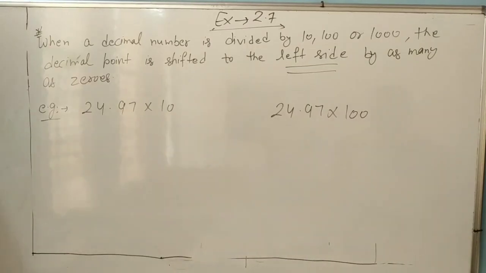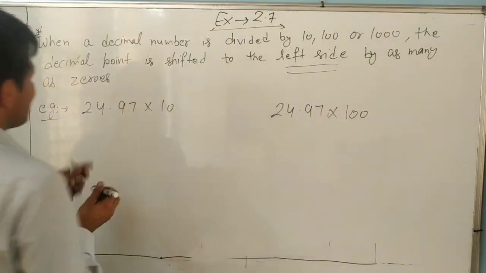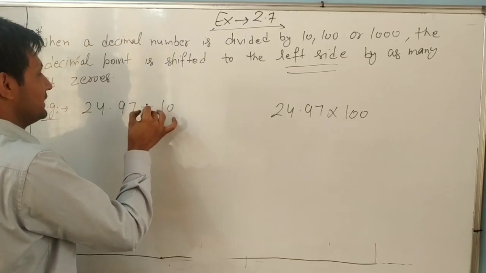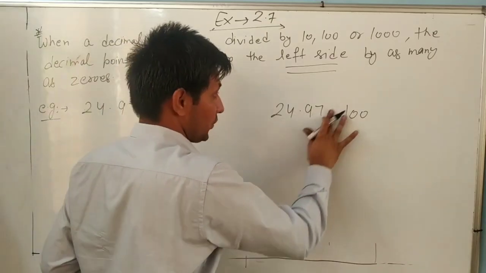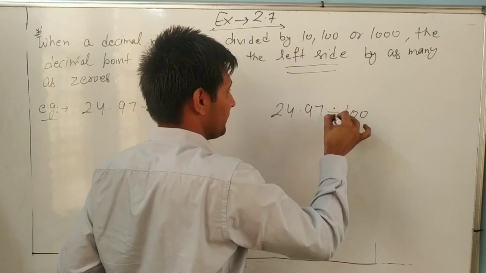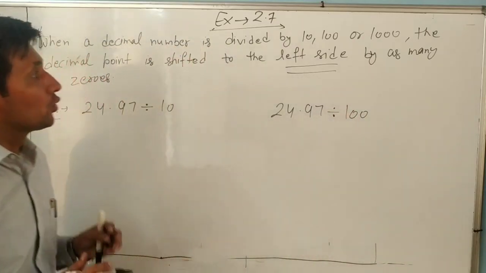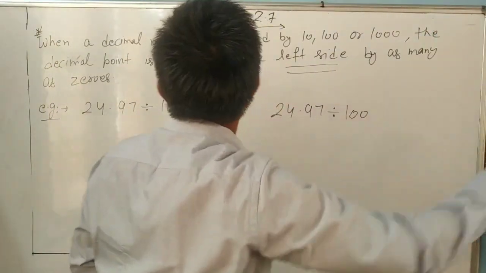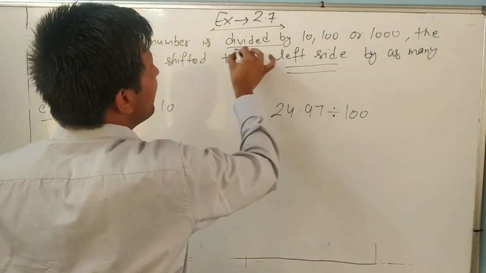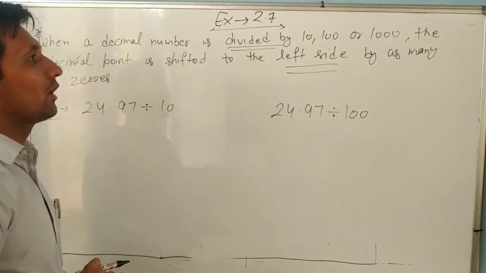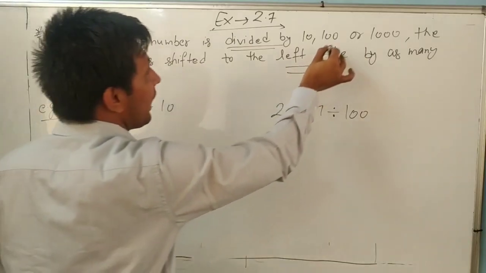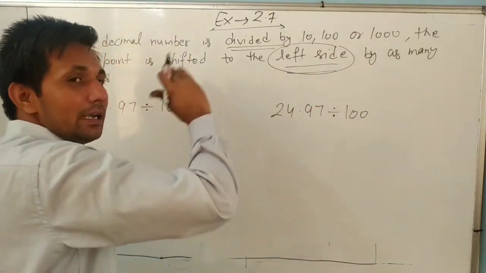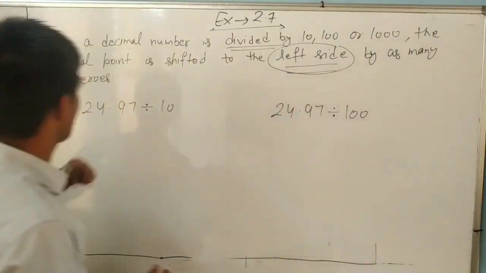Now dear, whenever we are dividing a decimal number, not multiplying, dividing. In exercise 2.7, 2.6, we were multiplying, but now dividing. Whenever we multiply, the decimal shifts to the right side. But when a decimal is divided by 10, 100 or 1000, then the decimal is shifted to the left side. Dividing is left side and multiplying is right side. You can check it also.